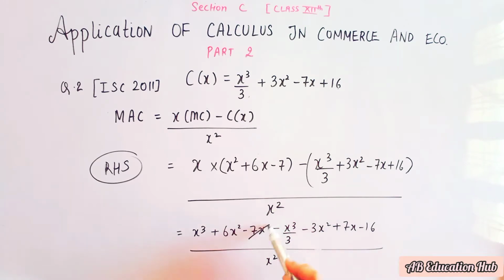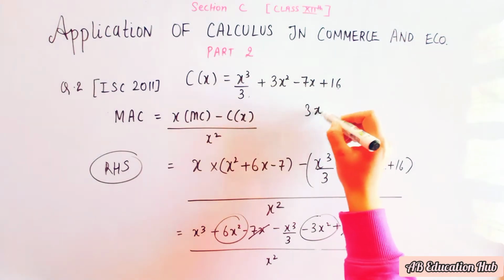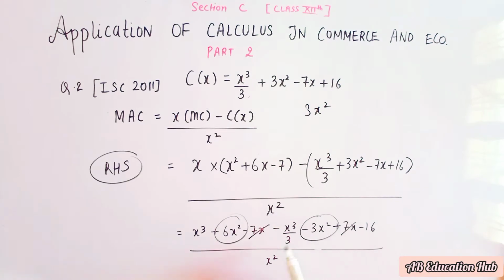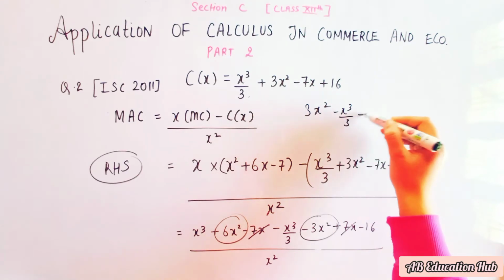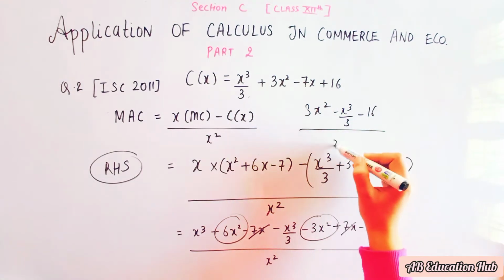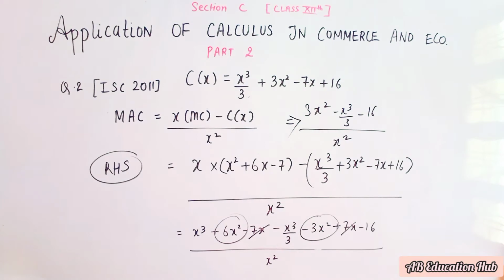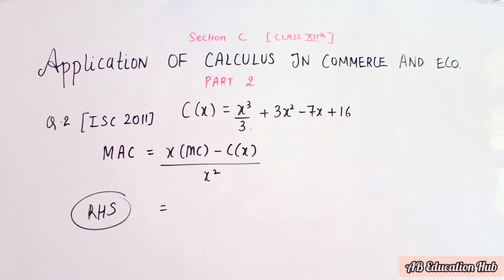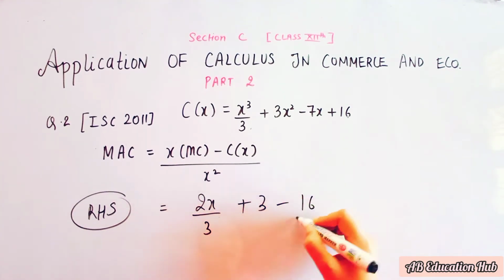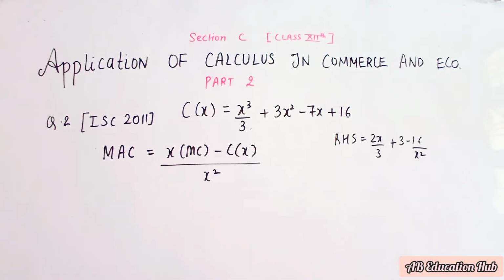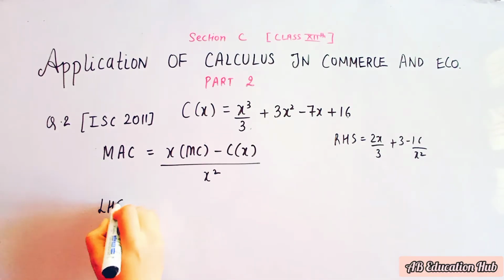Now 7x and 7x get cancelled. 6x square minus 3x square is equal to 3x square, and x cubed by 3 minus x cubed by 3, minus 16, divided by x square. Just solve this. After solving that, the right hand side you will be getting 2x by 3 plus 3 minus 16 by x square.